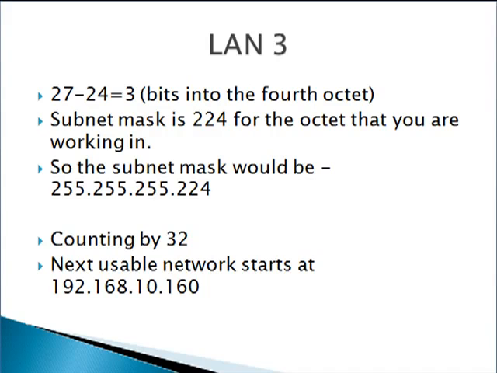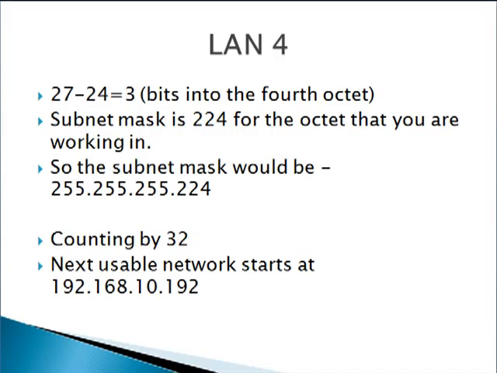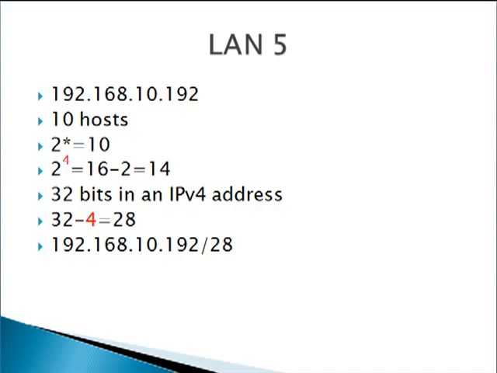have 3 bits. Okay, next we move on to LAN 4, 192.168.10.160. Okay, 25 hosts, 2 to the 5th, 32, 32 minus 5 is 27, so we're at 192.168.10.160/27. Alright, once again, we're going to be counting by 32, so that'll give us our next network starting 192.168.10.192, same subnet mask.